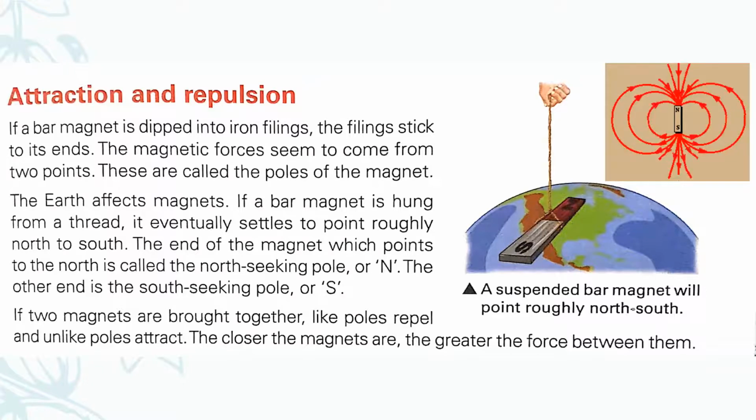If two magnets are brought together, like poles repel and unlike poles attract. Already I told you that like poles of a magnet repel each other, and unlike poles of a magnet always attract each other. The closer the magnets are, the greater the force between them.